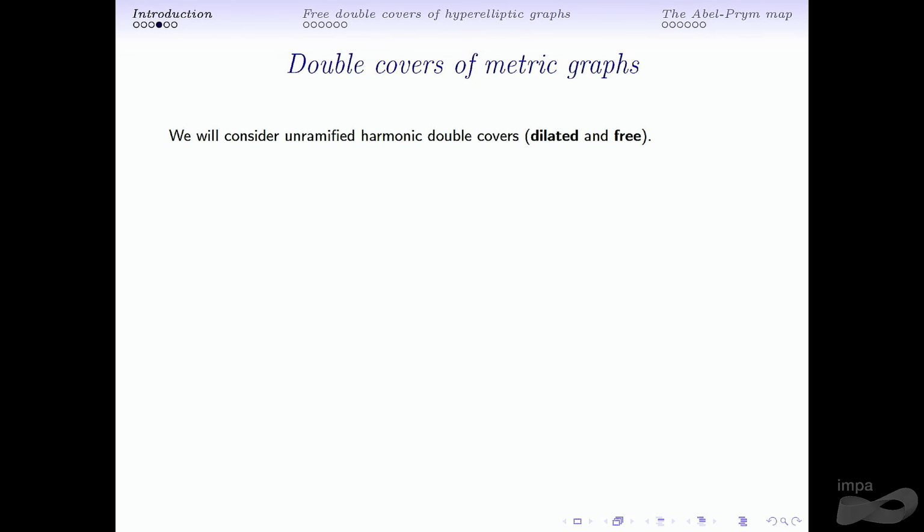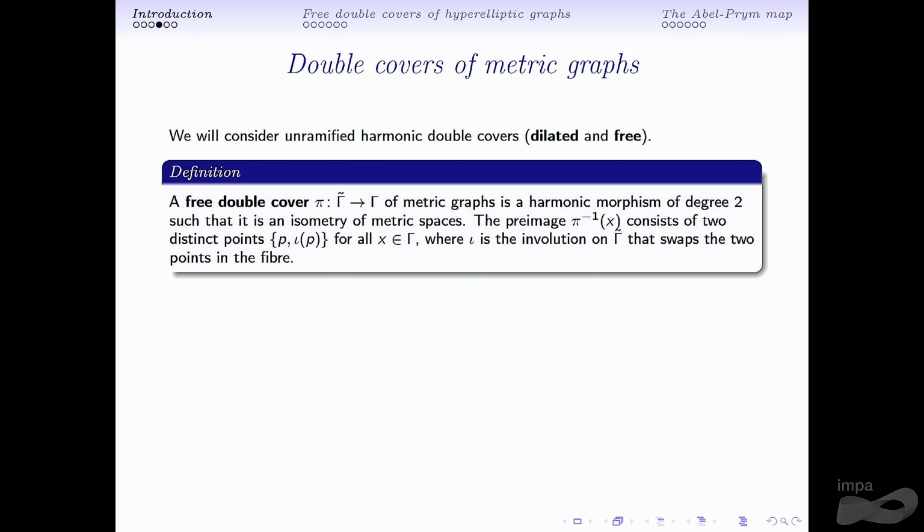I will now talk about double covers of metric graphs. Today we will talk about unramified harmonic double covers, both dilated and free double covers. The definition for a free double cover is a harmonic morphism of degree 2 that is an isometry of metric spaces. You can think of it as the preimage of every point consisting of exactly 2 distinct points. I will call them P and iota P, where iota is the involution on gamma tilde that swaps the 2 points in the fiber of 1 point.